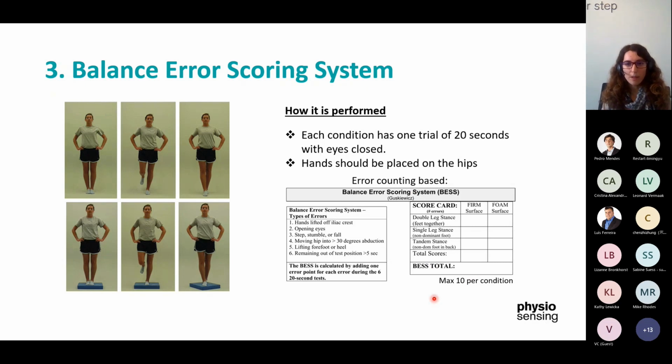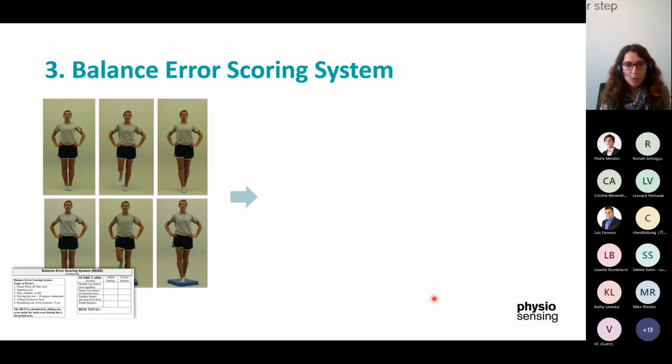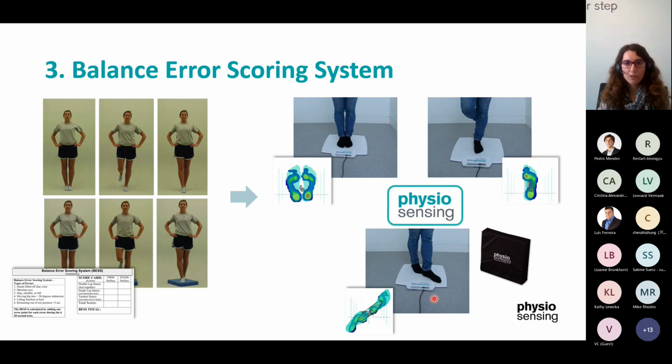and higher scores indicate poorer performance. In PhysioSensing, we also have in our software an improved version of the traditional BESS. With this solution, time and error counting is enhanced with the objective quantification of sway using the PhysioSensing pressure or force plates to obtain the center of pressure data on each condition, and the health professional can also add the number of errors in the interface of the software.